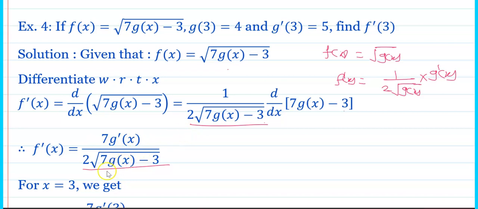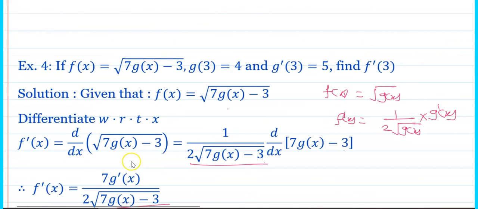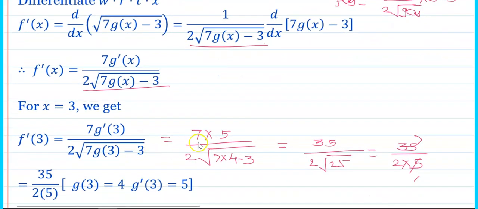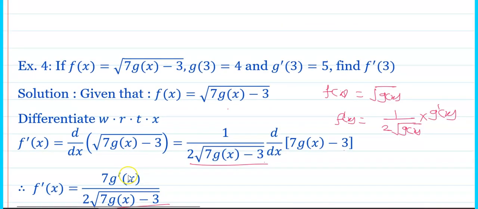Now we want to find f dash of 3. Replace x by 3 and then substitute the values. 7 g dash of 3. What is g dash of 3? It is 5. 2 root of g of 3, which is 4, minus 3. Normal simplification: 7 into 5 is 35. 2 root of 7 into 4, 28 minus 3, 25. Root of 25 is 5. 35 upon 5 is 7. So 7 by 2 is the answer. You can see it here again.